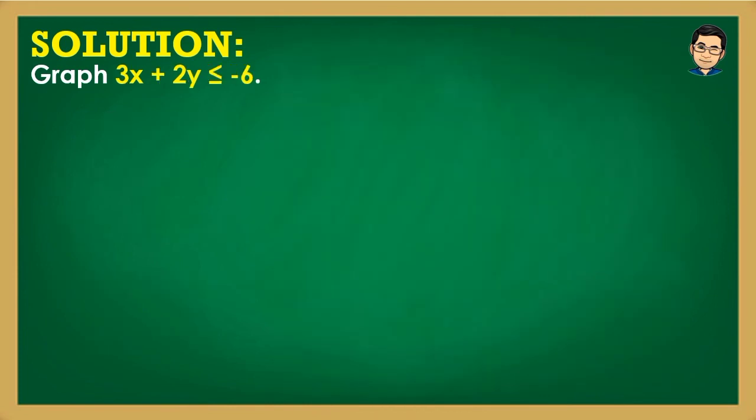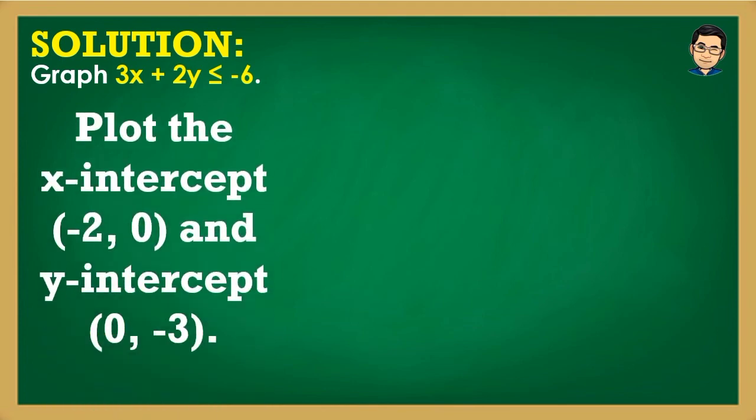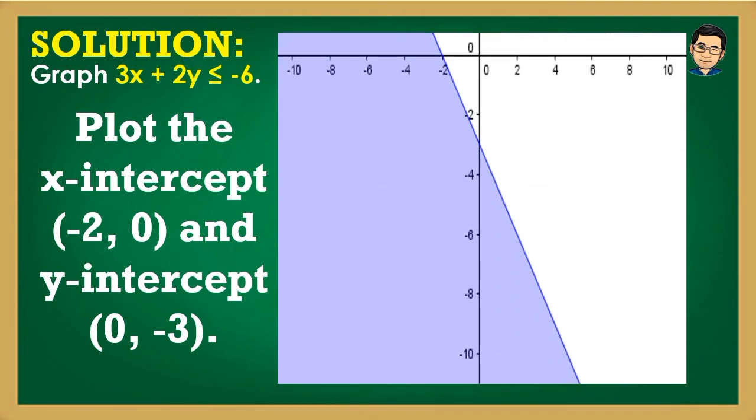Next, yung graphical presentation naman po ng 3x plus 2y is less than or equal to negative 6. So again, we plot the x-intercept negative 2, 0 and y-intercept 0, negative 3. So ayan. So since naging true naman yung test point natin kanina, so yung lower portion yung naka-shade. So let's have negative 2, 0 and 0, negative 3. So yung mga una nating pinaplot po dyan is yung x-intercept tsaka y-intercept. It's because i-connect lang natin yan to form a line. Next, ito po yung graph ng 3x plus 2y is less than or equal to negative 6.